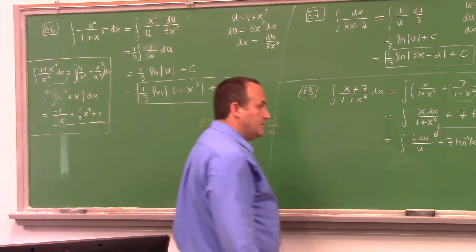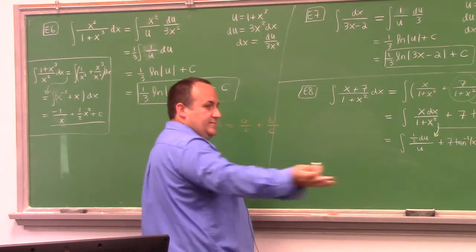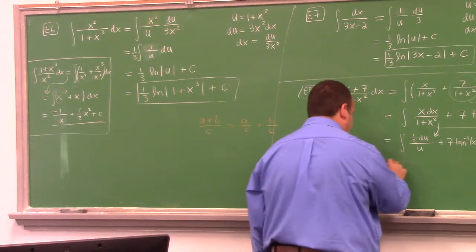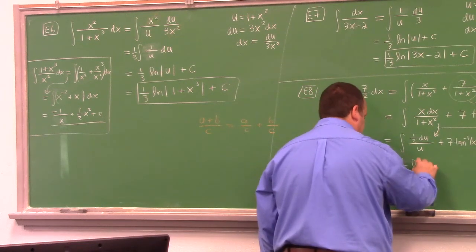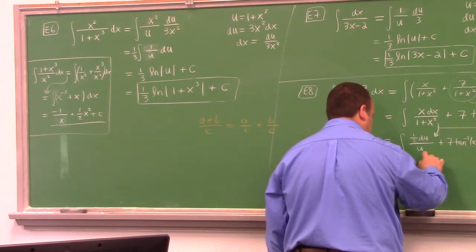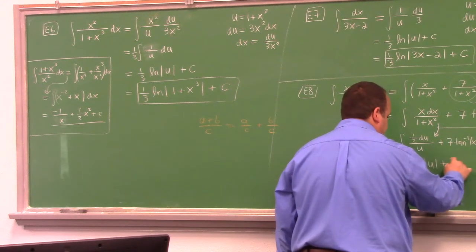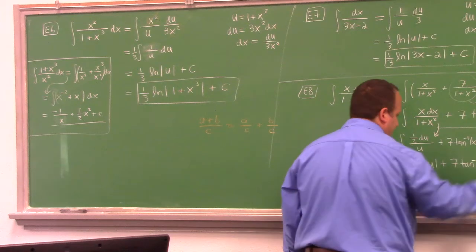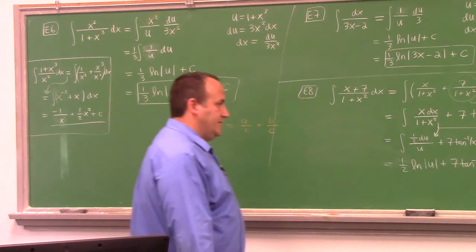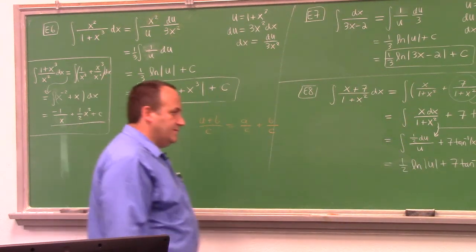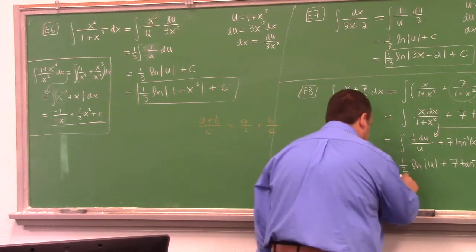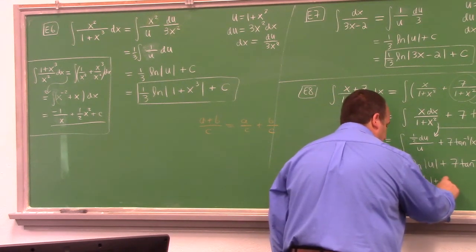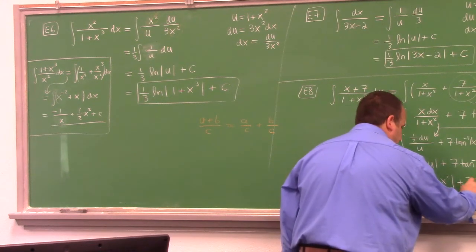Anyway, but now we're back to your natural log, right? So 1/2 natural log of the absolute value of u, plus 7 inverse tangent of x, plus a constant. But that is 1/2 natural log absolute value of 1 plus x squared, plus 7 times the inverse tangent.